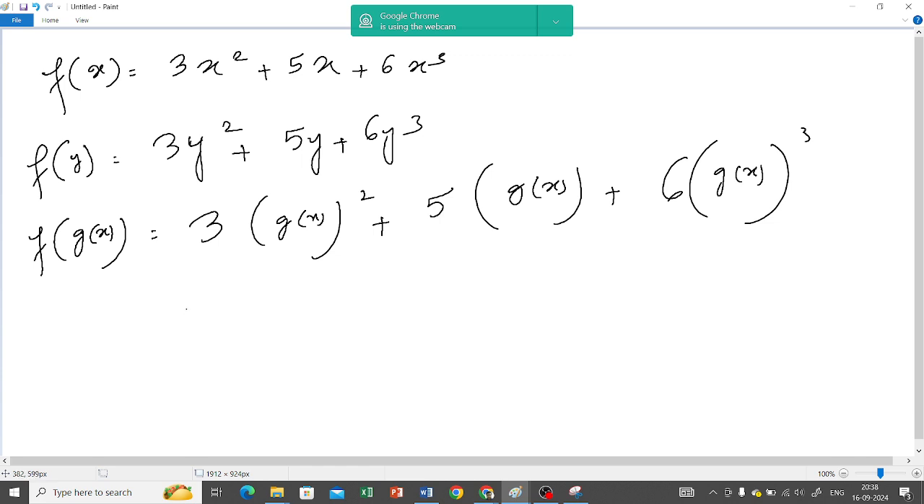Now, say for example, this g(x) is itself another function, say x plus 1. Then what will be f of g(x)?